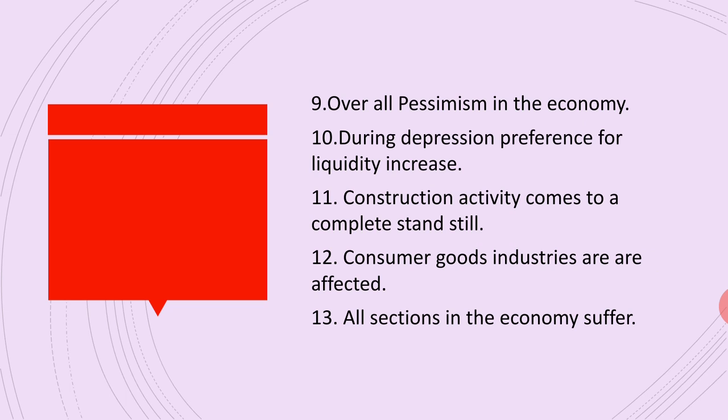Overall pessimism in the economy. Overall pessimism means what? People are not interested to invest their money. Nothing is there. Prices are falling. Unemployment is rising. Effective demand is falling. Aggregate expenditure is falling. Preference for liquidity increases. People are eager to hold their money in their own hands rather than investing it in the economic activities of the nation. Everything remains standstill. Consumer goods industries are affected and all sections in the economy suffer.